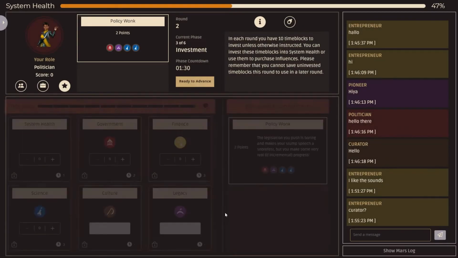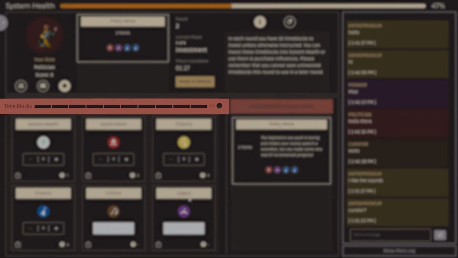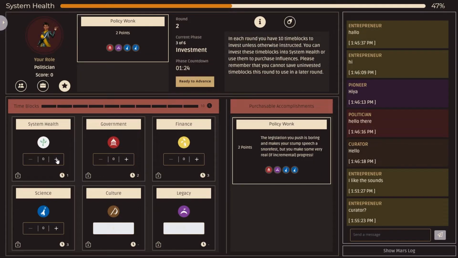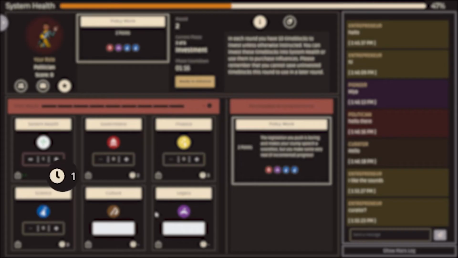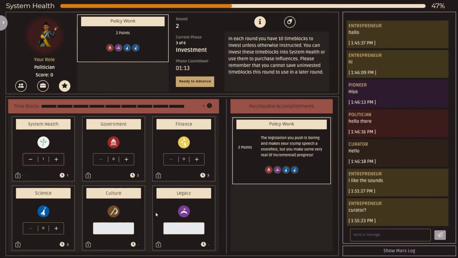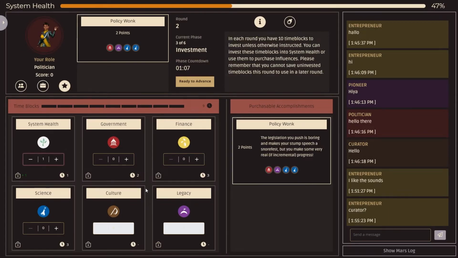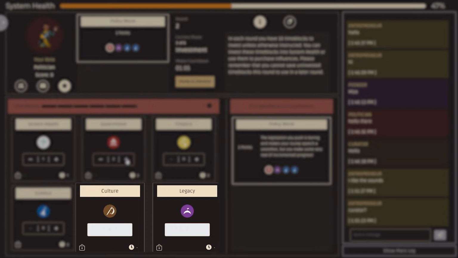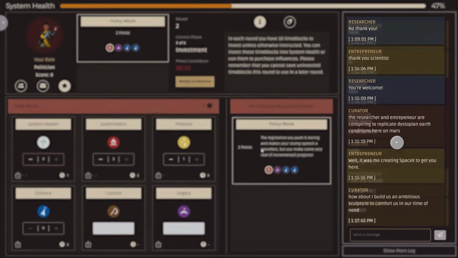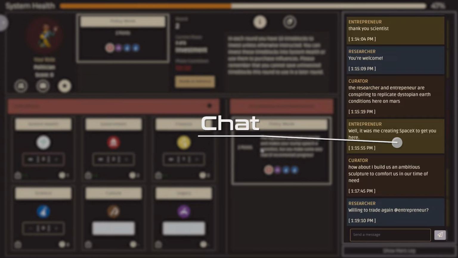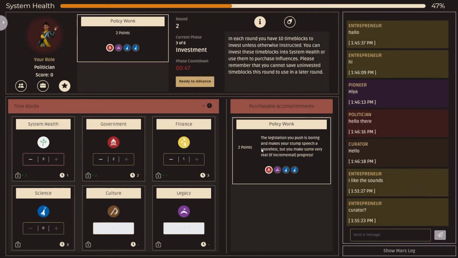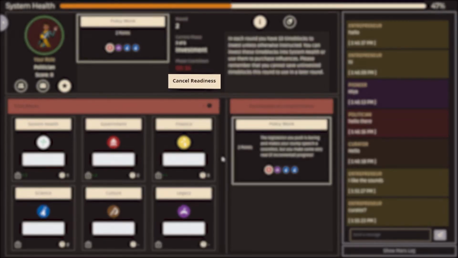Phase 3. Each round you receive 10 time blocks. In this phase, you invest time blocks in system health or in influence. 1 point of system health costs 1 time block. Influence costs either 2 or 3 time blocks, depending on your character. There are 2 kinds of influence your character cannot purchase. Use the chat to plan investment strategies with other players. Once you're satisfied with how you've invested your time blocks, click Ready to Advance.